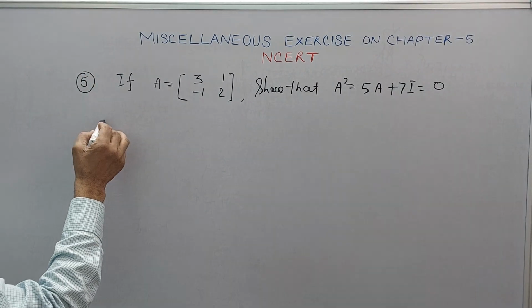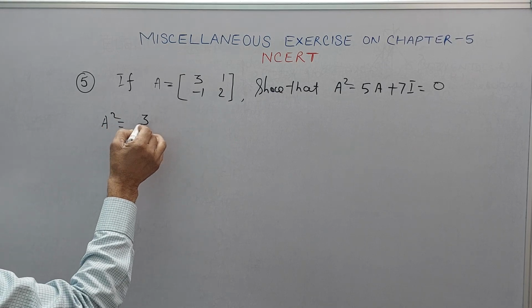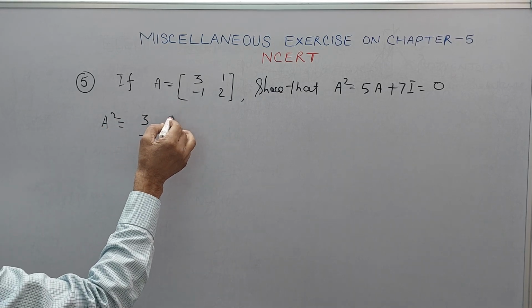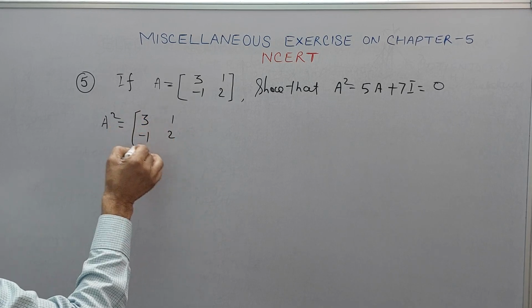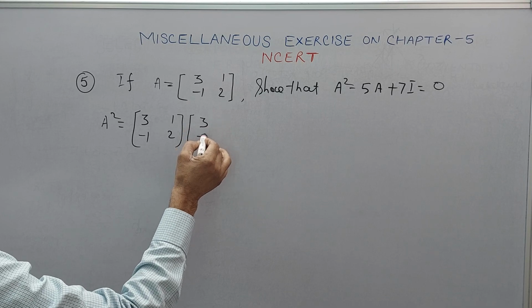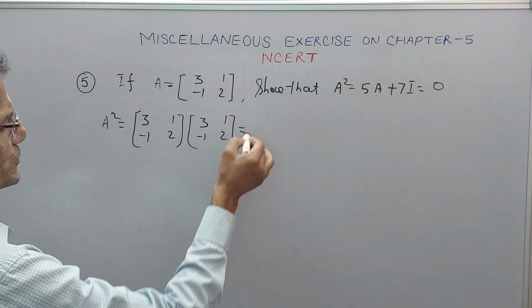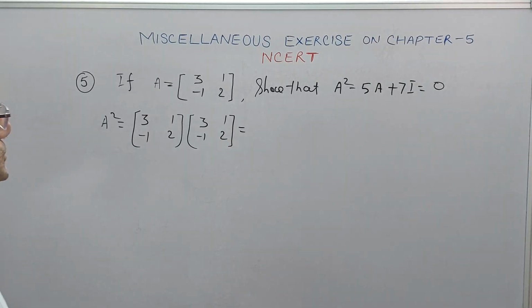First we have to find out the value of A square. A square will be just the multiplication of the matrix 3, minus 1, 1, 2. This is matrix A. Another matrix 3, minus 1, 1 and 2. So if I simplify this one, this is a 2 cross 2 matrix, again comes out 2 cross 2.